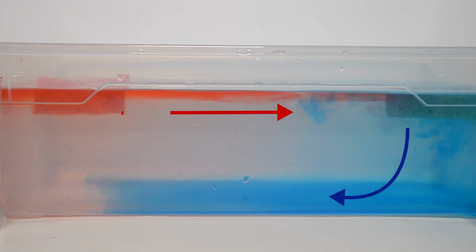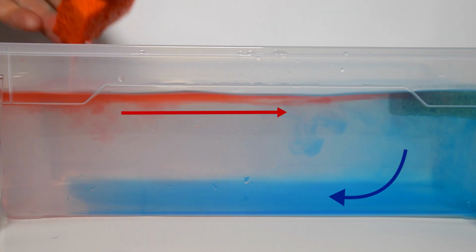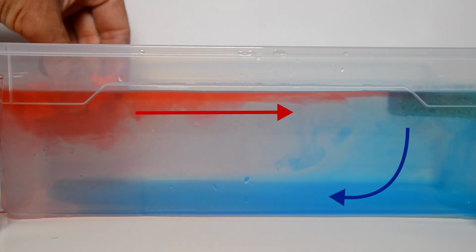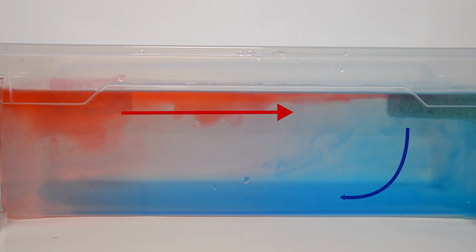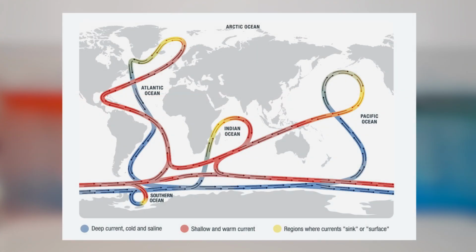During this experiment, we observed that bodies of water with different densities do not behave in the same way. Denser water, salt or cold, sinks at the bottom, whereas light water, fresh or hot, stays at the surface. This is what drives marine currents in reality.